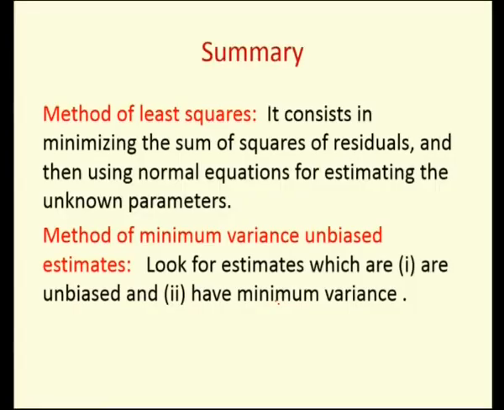Now, coming to the summary, what we have discussed in this session: I have discussed two topics, namely the method of least squares. That method consists of minimizing the sum of squares of residuals, and using the normal equations you can estimate the unknown parameters. Coming to the method of minimum variance unbiased estimator, I have said that to find the estimator, it is a must that the estimates should be unbiased and you have to show that it has the minimum variance.